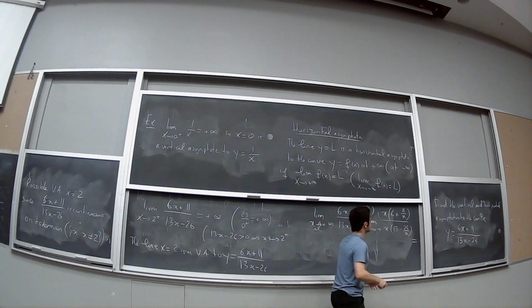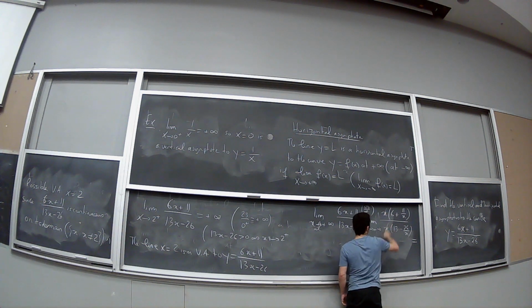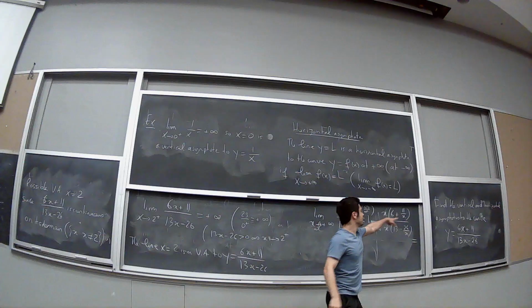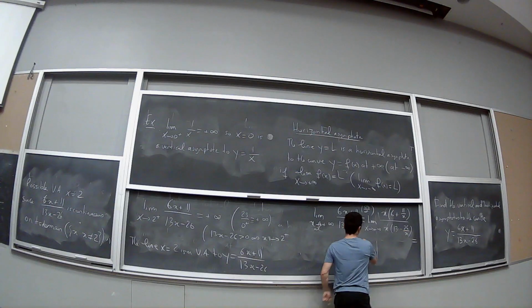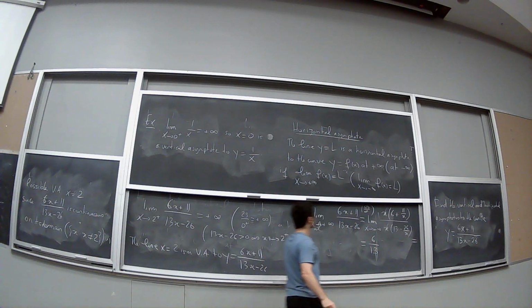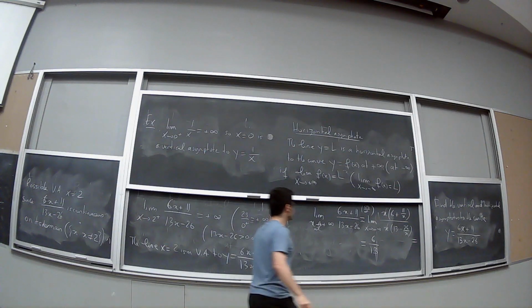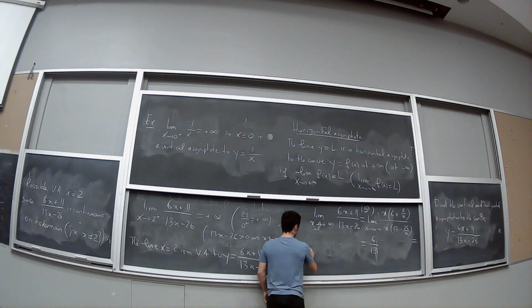Can we spot it immediately? I can cancel the x out, right? 11 over x, where does it go to? 26 over x, as x goes to infinity. What am I left with? 6 over 13. Great. Now the limit as x approaches minus infinity is also the same.